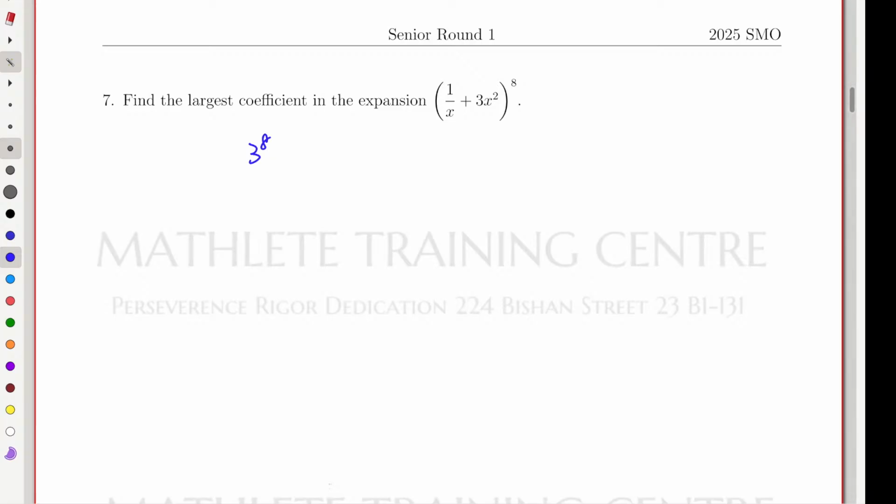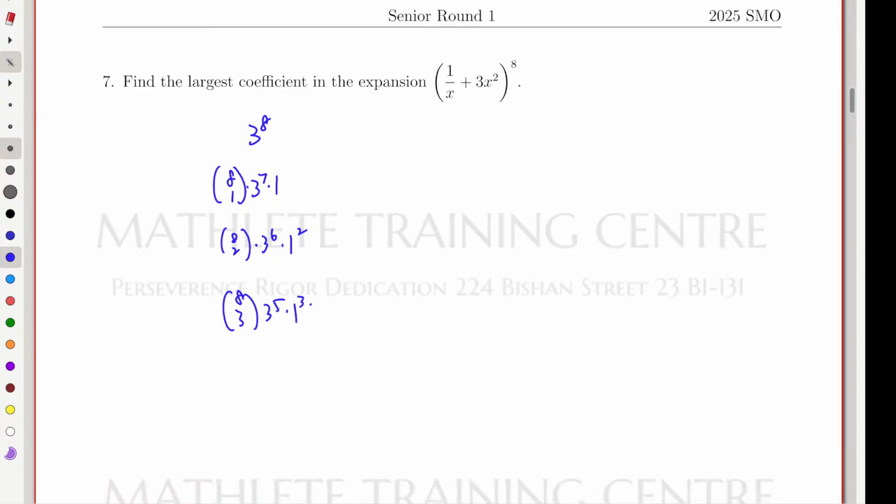You know the next one will be 3 power 7 times 8 choose 1 times 1. The next one will be 8 choose 2 times 3 power 6 times 1 squared. Then you have 8 choose 3, 3 power 5 times 1 cubed, and so on, right? So among all these, we need to go and compare their sizes.